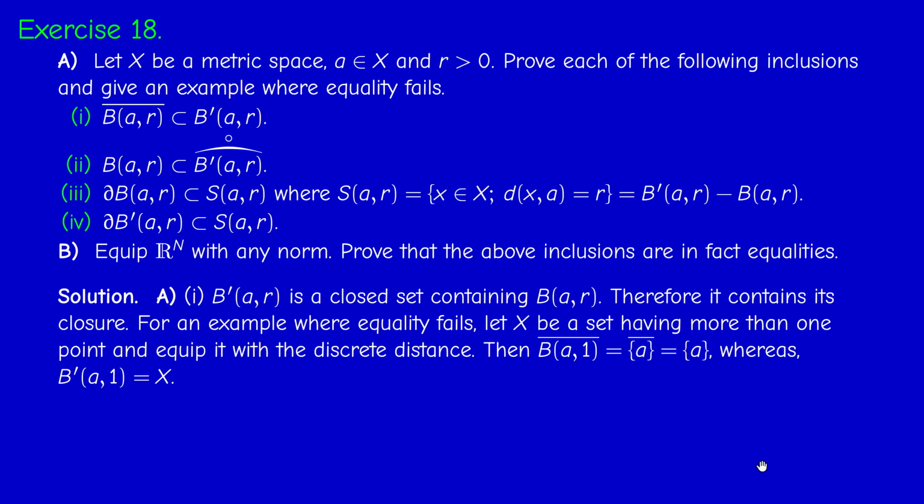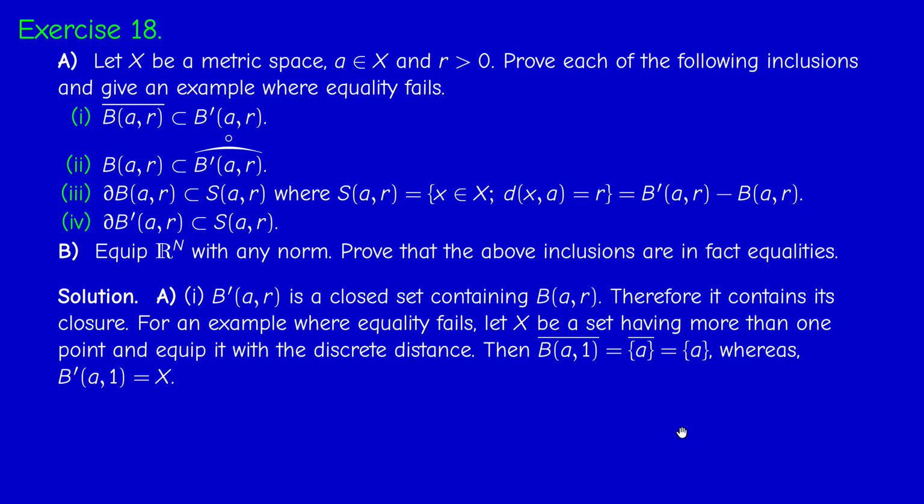Note here one specificity of this discrete distance. Singletons are closed and open at the same time. This is not true in any metric space. This is really particular to this extreme case. So we don't have equality here because this term is A and this term is the whole space. So if the space is not reduced to a point, we don't have equality.